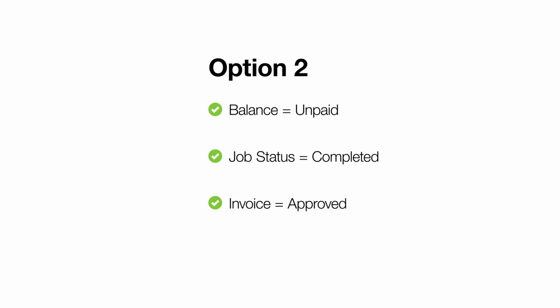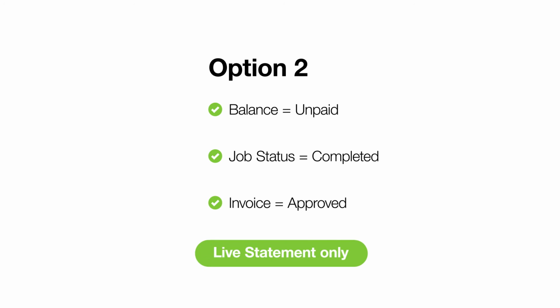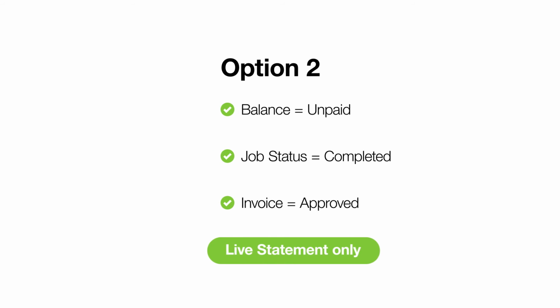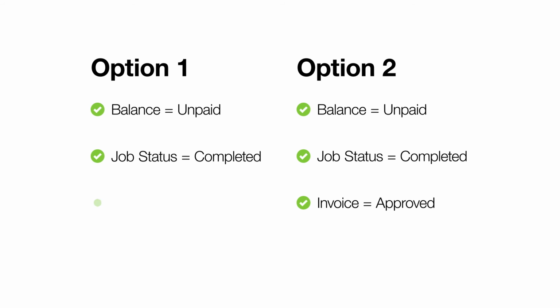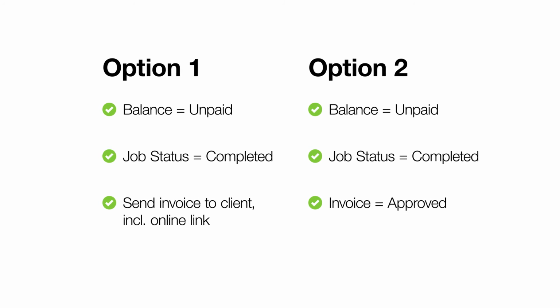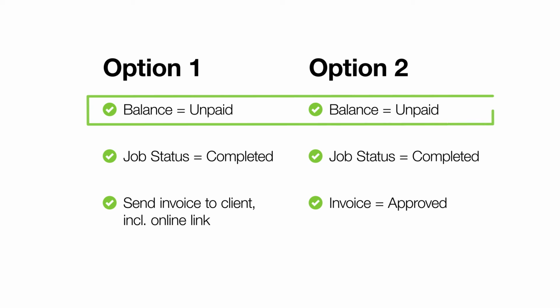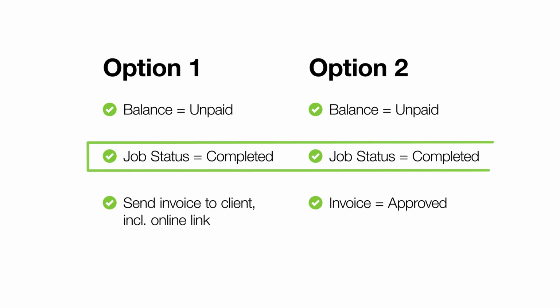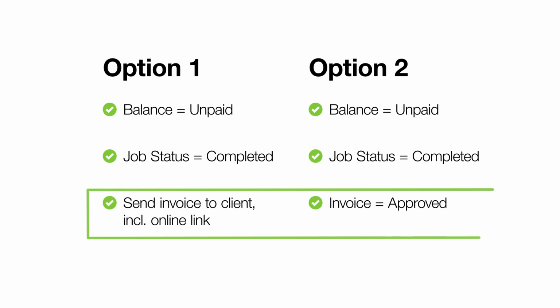So with option 2, approving the invoice details through to your accounting software also triggers the invoice to show on the client's live statement. This option is great if you don't want to email every single job's invoice to the client and just auto send them a live statement containing all their invoices. So, think about which option works best for you. You can use both workflows interchangeably in the app and online, but the key takeaway is that to make an invoice appear on a client's statement, it needs to be unpaid, the job status is completed, and the invoice has either been emailed to the client or the invoice has been approved.